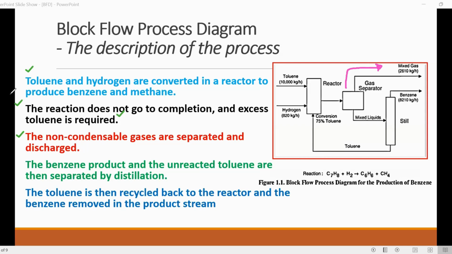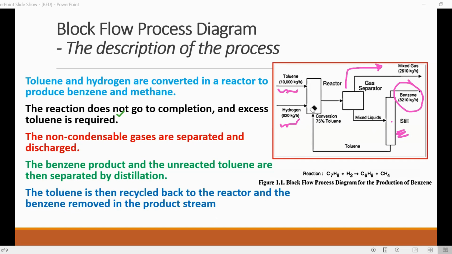Next, the benzene product and the unreacted toluene are then separated by distillation. Where is it done? Here, this is the tower. Next, the toluene is then recycled back to the reactor and the benzene removed in the product stream. This is the product stream. So if your inputs are 10,000 kg per hour of toluene and 820 kg per hour of hydrogen, the product which we are getting is 8,210 kg per hour of benzene.